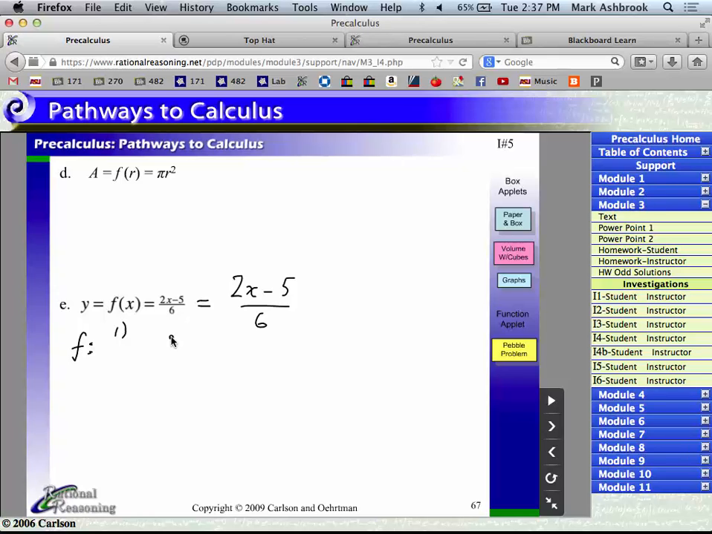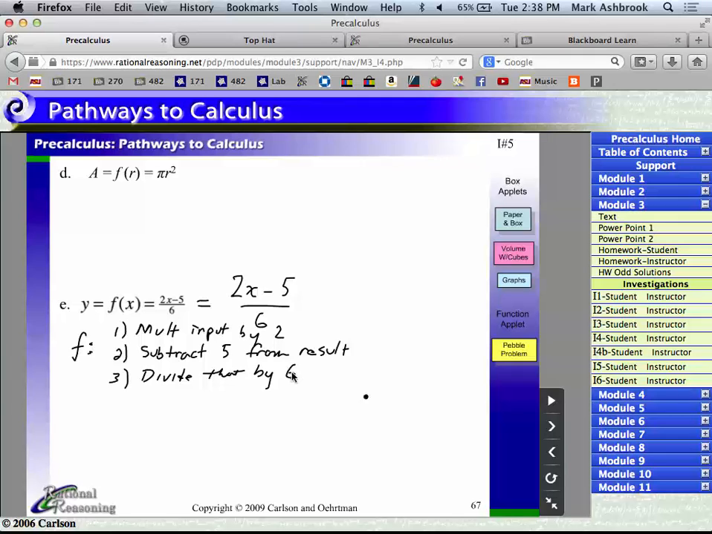Okay, Brooke, what is the first step that F tells us to do to the input? She wants to multiply by 2. And then Patrick, what's the next thing? Subtract 5 from the result. Good, that's right. And then Jonathan, what's the third step? Divide by 6. So that's what F tells us to do to the input.